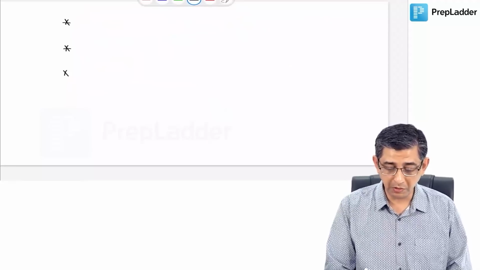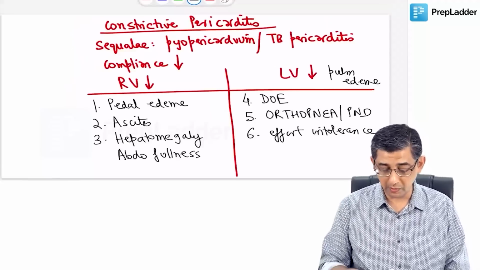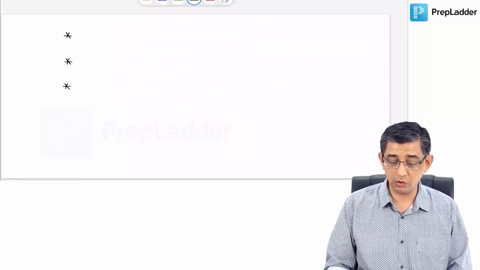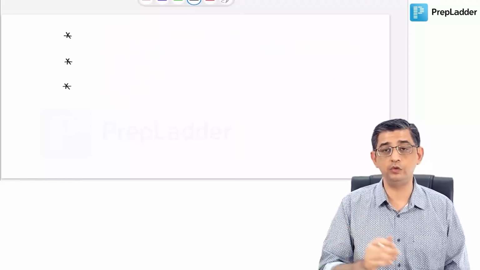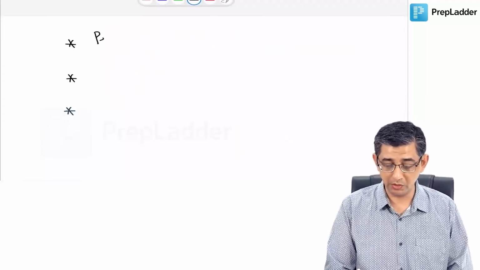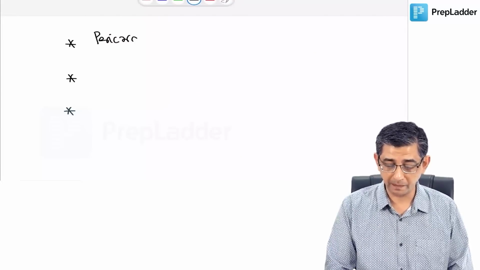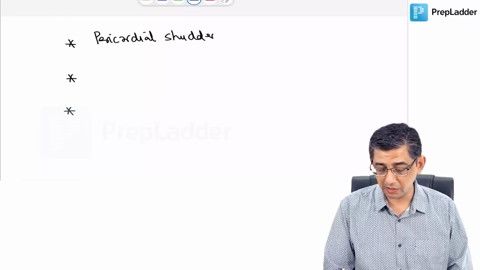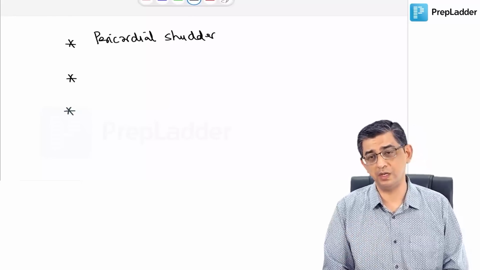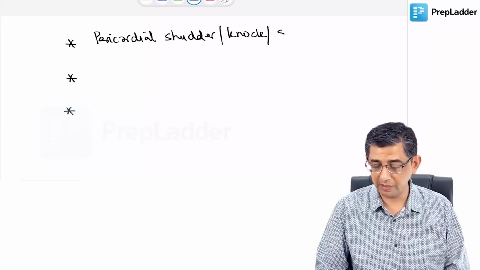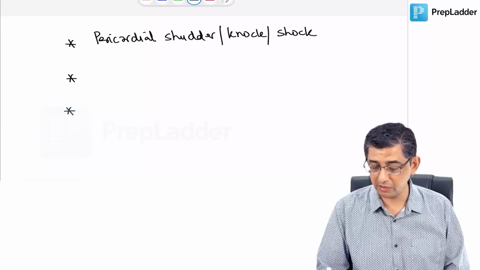What should be given in a multiple choice question, over and above the features which have been highlighted here, which will tell you that, okay, this is not going to be a plain congestive heart failure, this is constrictive pericarditis. The first one I've already sensitized you to. This is pericardial shudder. This is discussed even in the topic of heart sounds. Pericardial shudder is occurring almost at the same time as the third heart sound. The alternative names are knock and shock. As I've highlighted, pericardial shudder is a diastolic event.